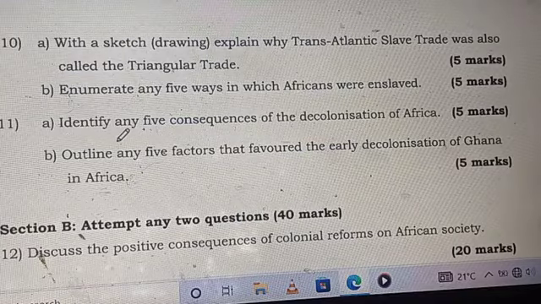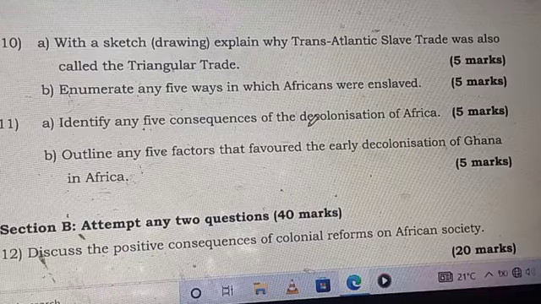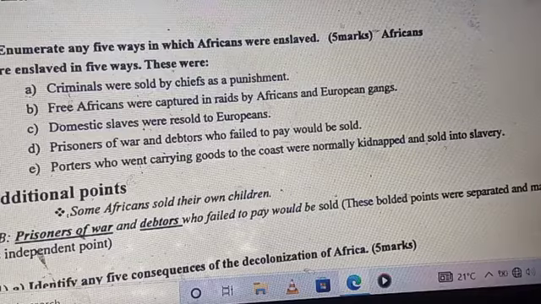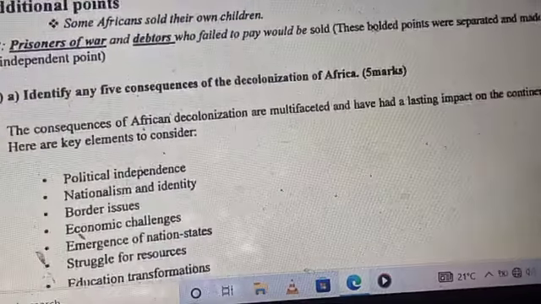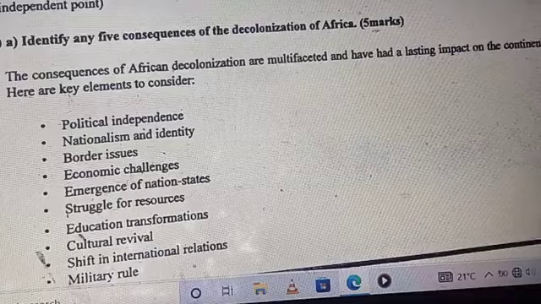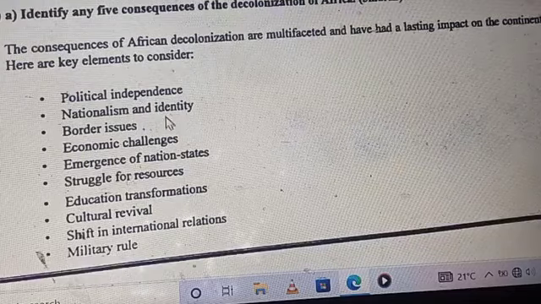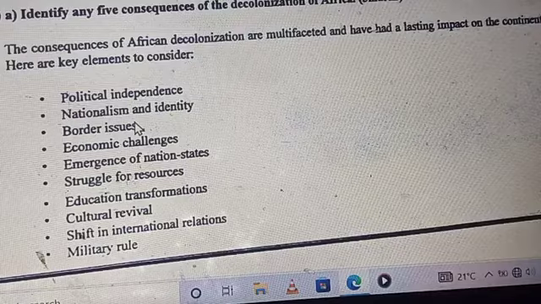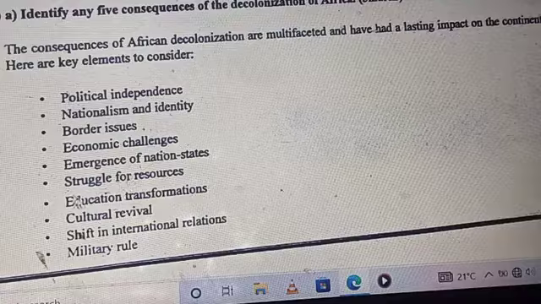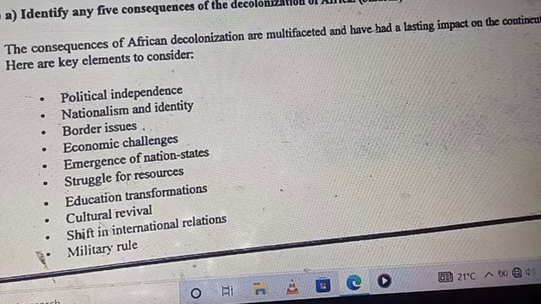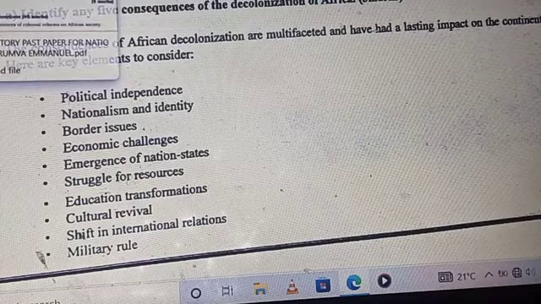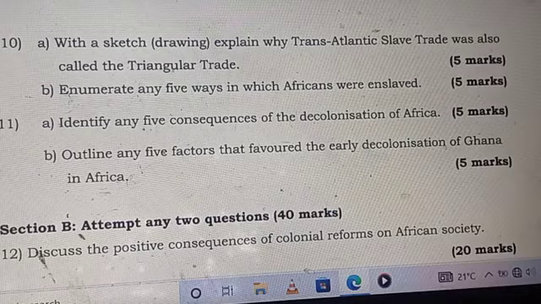Question 11a. Identify any 5 consequences of decolonization of Africa. The first is political independence. Second, nationalist identities. Third, border issues, economic challenges, emergence of nation states, struggle for resources, educational transformation, cultural revival, shift in international relations, and military rule. Let's continue with section B.